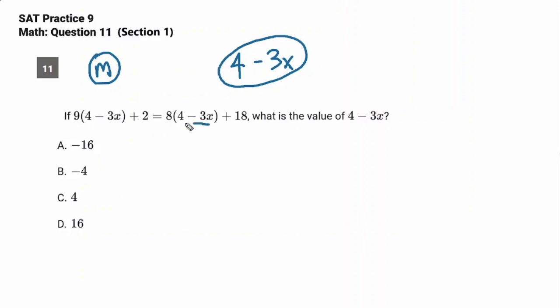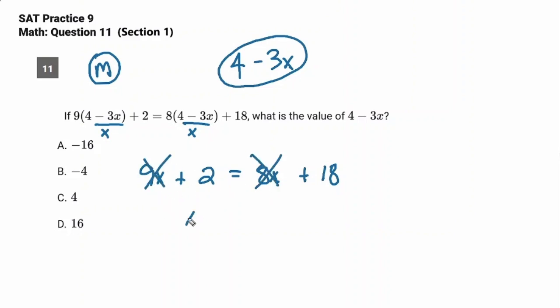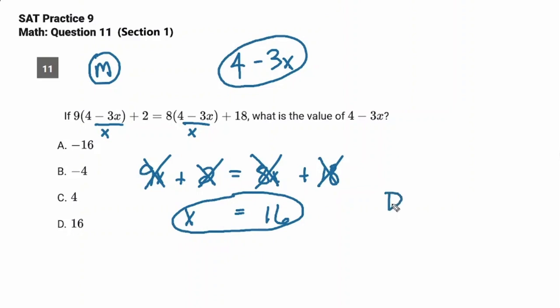So you can just treat these things like x's, which is 9x plus 2 equals 8x plus 18. All right, cool. I'm going to move our x's to the left side. 9x minus 8x, that's x. We're going to move our numbers to the right side. 18 minus 2 is 16. And guess what, man? That is it. That's the answer. It's D. You can get this right very quick if you do it this way and move on.